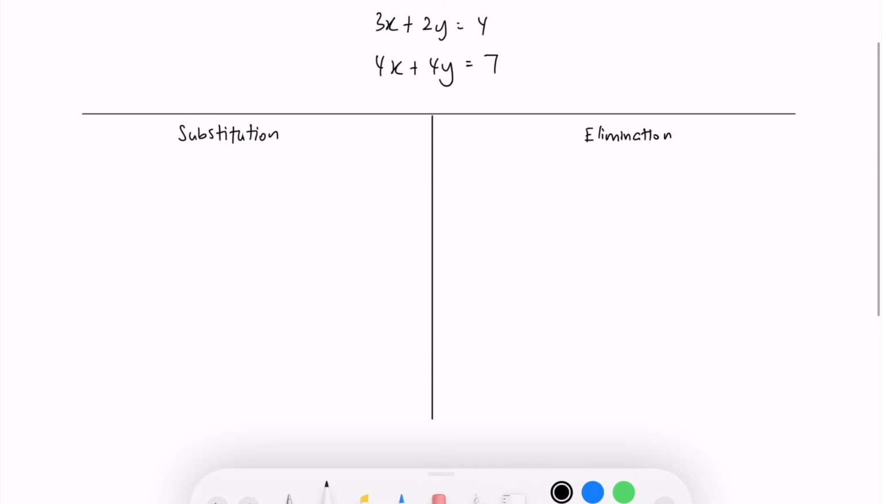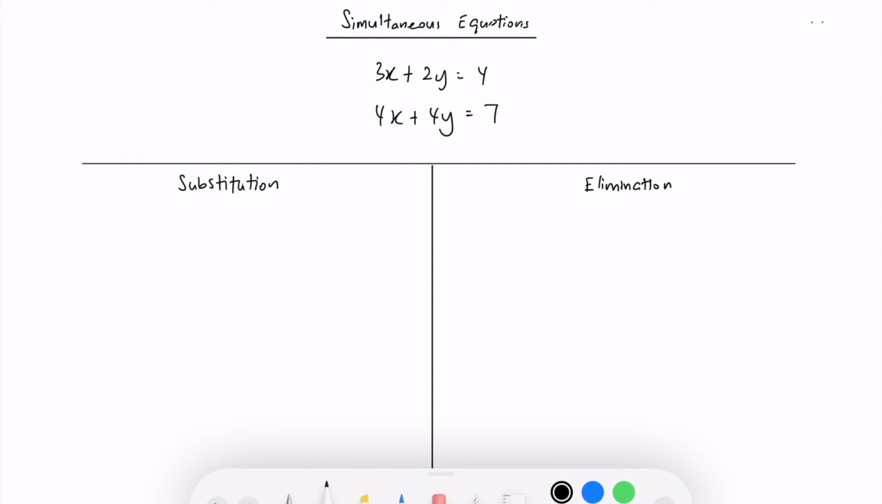So let's try and do this question. You have two equations. This is number 1 and number 2. I will rearrange number 1. So from number 1, I will write it as 2y equals 4 minus 3x, and y equals 4 minus 3x over 2.